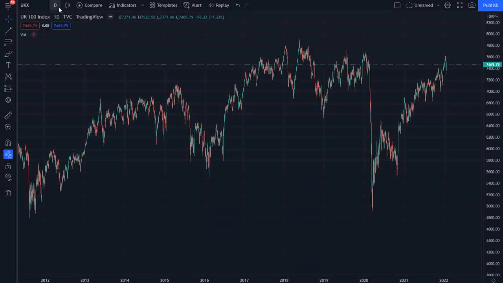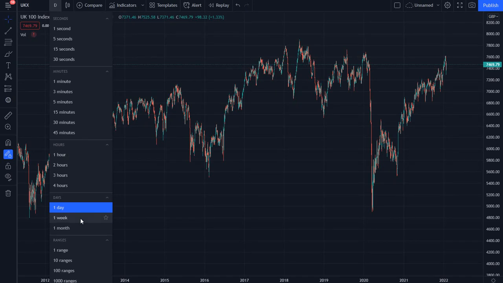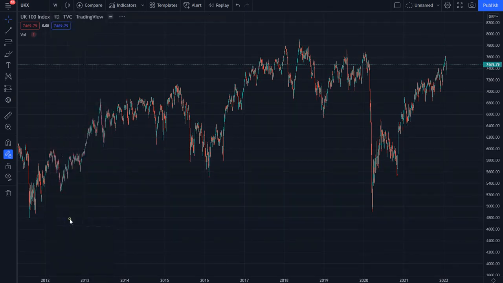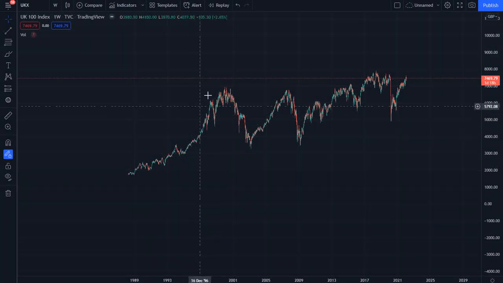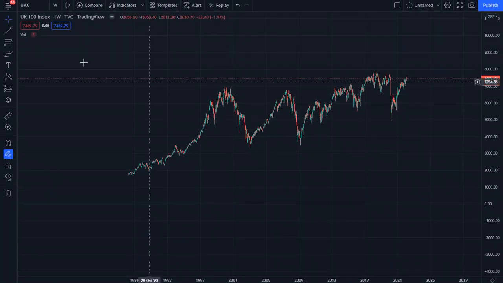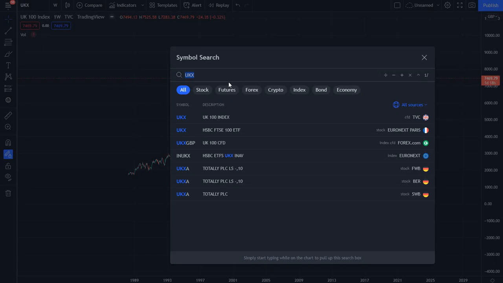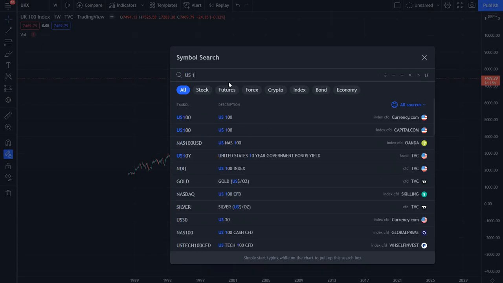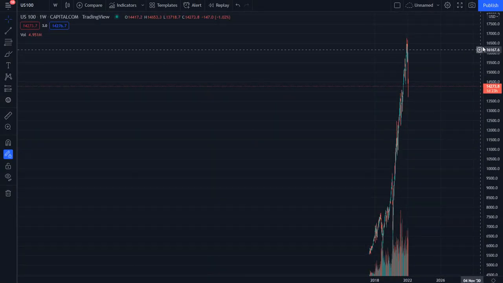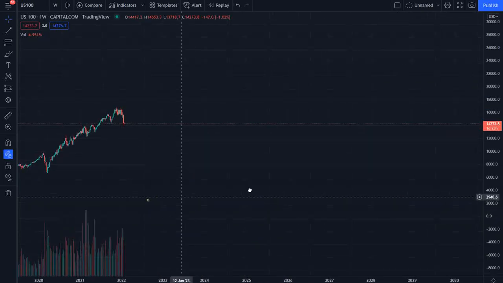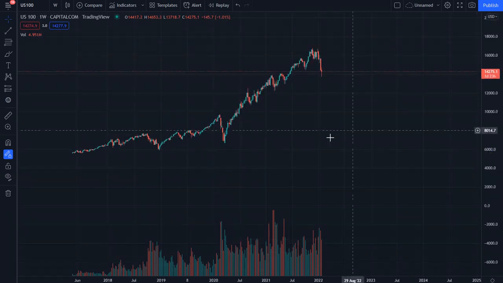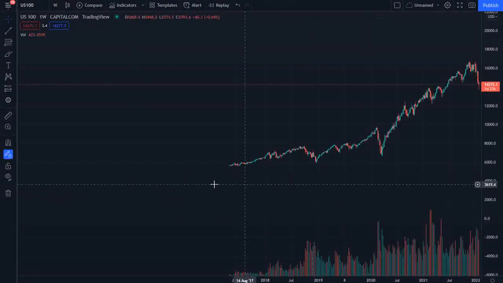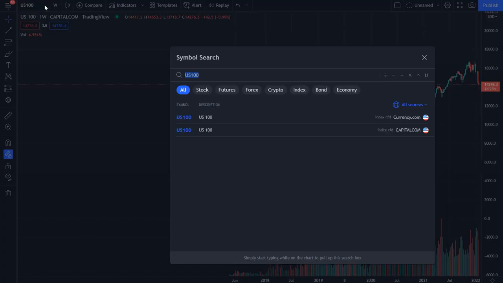So let me zoom out to the 1 week. Now this is much better, so we have an overall view of what's going on. Now let me go back to the US. It's a little bit cleaner. Okay, here we go. Let me take a look. So this is a week, and let me just go to the normal one.